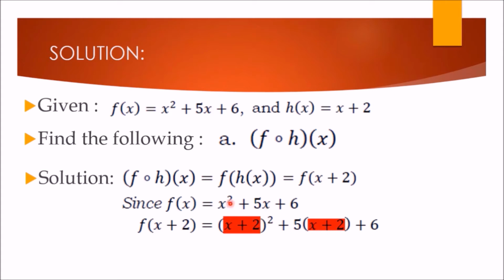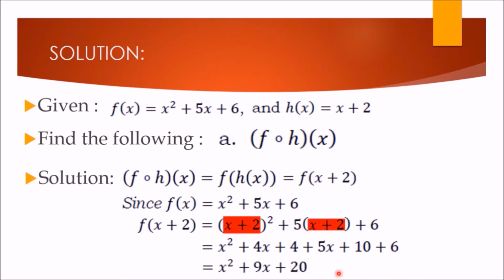Again, do not forget that your x in the first term is squared, so you'll have to write the square. Then we do the algebra. That is x plus 2 squared. The resulting expression will be x squared plus 4x plus 4. Still remember this? That's a binomial raised to 2. Your resulting expression is x squared plus 4x plus 4. 5 times x is 5x. 5 times 2 is 10. And then add 6.